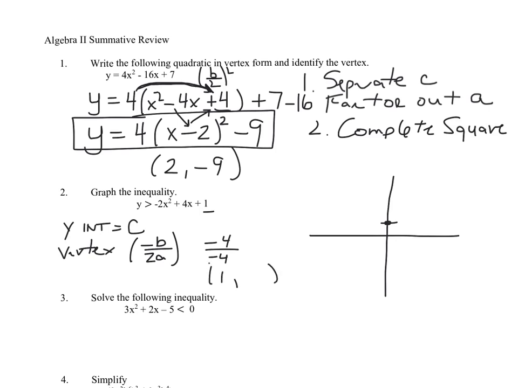To get the y-coordinate, you plug 1 back in, making sure you square the 1 first, times the negative 2 is negative 2, plus the 4 is a positive 2, plus 1 is 3. So my vertex would be the point 1, 3.